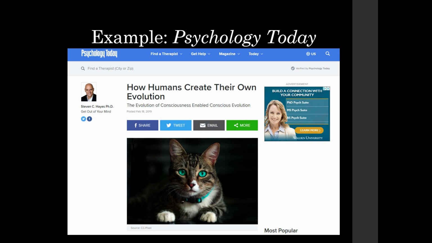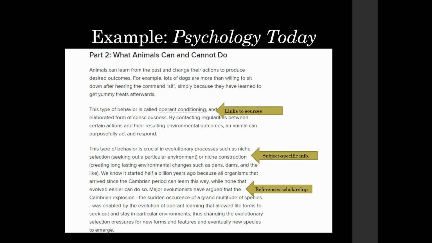However, it is geared towards those who work in the field of psychology, whether they be a psychiatrist, a counselor, or an educator. In this example, what you will notice is that the author's credentials are elevated. This particular author has a terminal degree, a PhD, in their field. In this example, we can also identify links to outside sources that can help inform the reader further. But you will also see that there is very subject-specific information and references to specific scholarship.